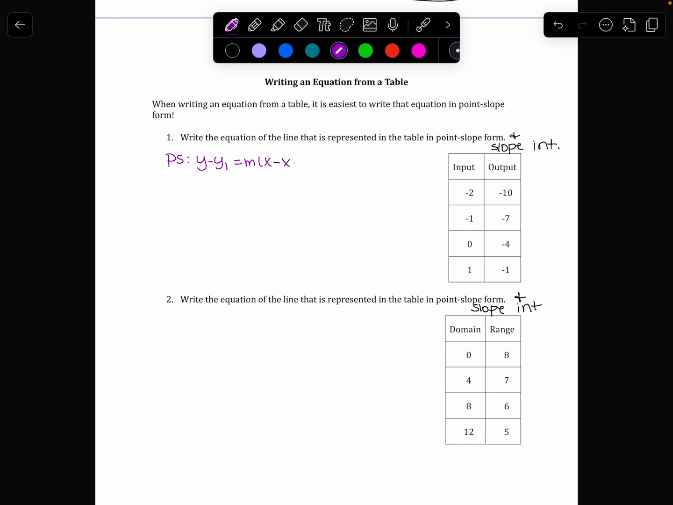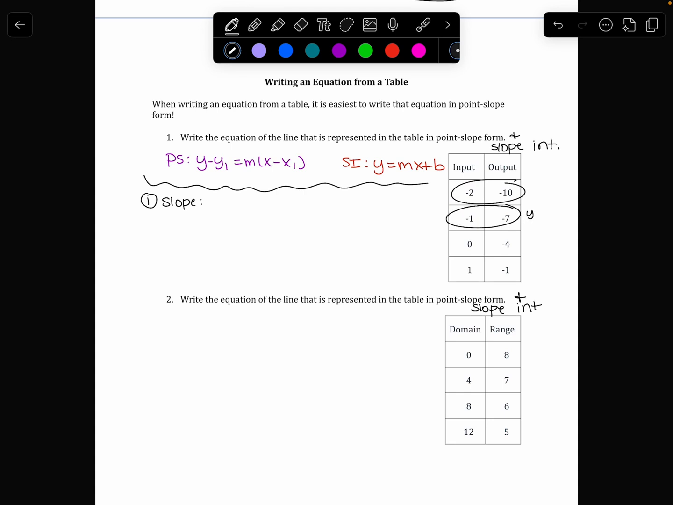So for point-slope form, that is y minus y1 equals m times x minus x1. And then for slope-intercept form, that is y equals mx plus b, okay? For both of my equations, I need to know my slope. So we're going to find slope first, no matter what. Step 1, you need to find your slope.